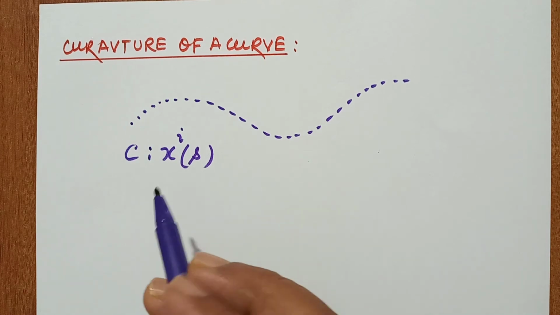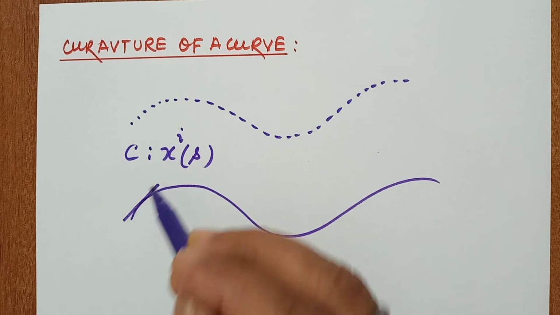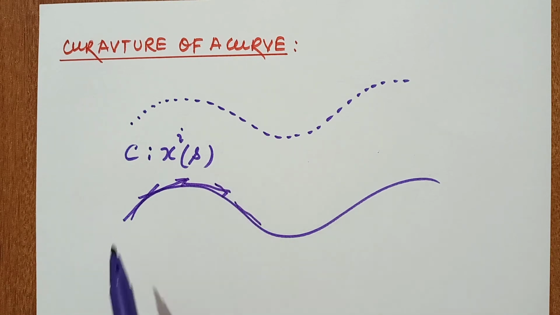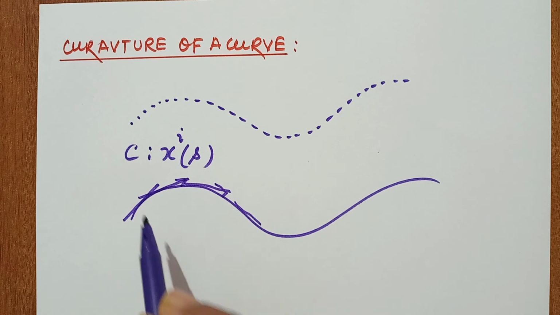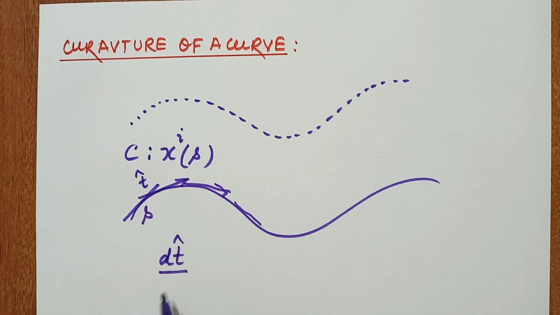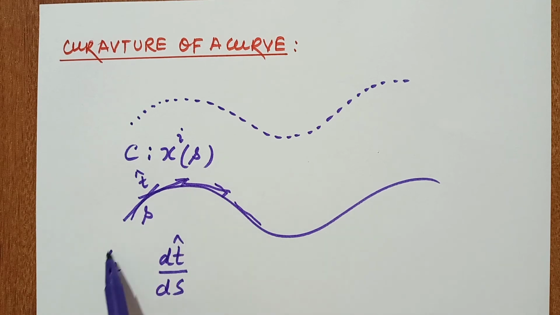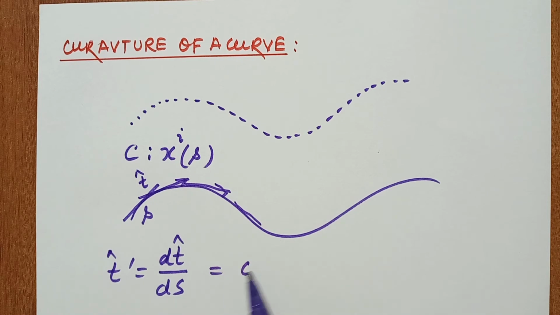What is curvature? This is a curve. If we draw a tangent line at each and every point, this is the tangent. The arc rate of rotation of the unit tangent vector is called the curvature vector. If s is the arc length, dT/ds is the tangent component, this is T dash. This is the arc rate of rotation of the unit tangent vector, and this is called the curvature vector.